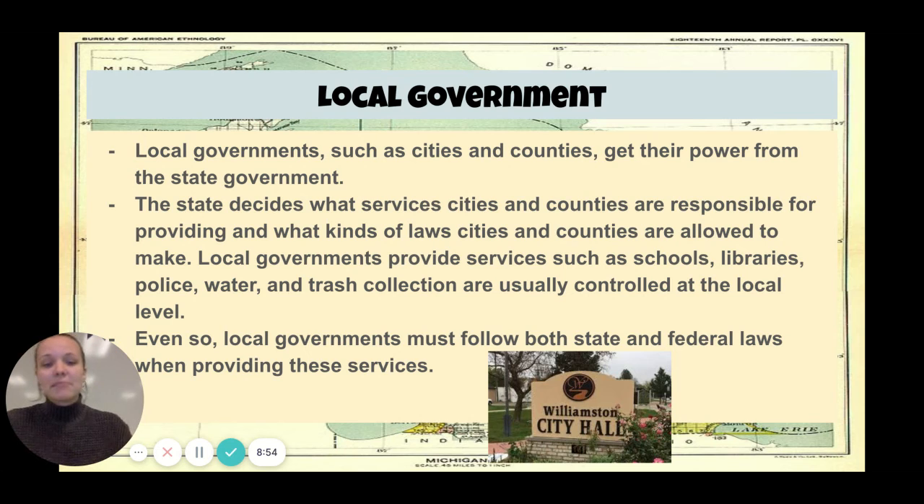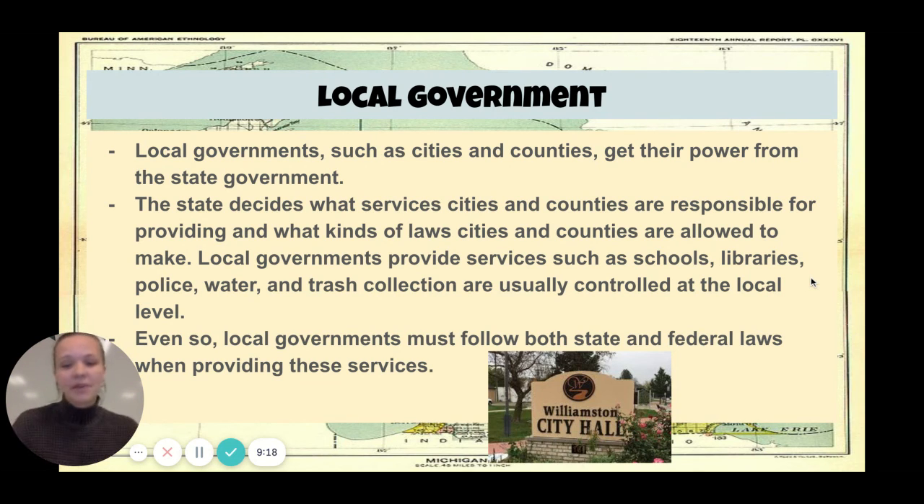Local governments must follow both state and federal laws when they create these services. So, for example, even though Williamston local government is in charge of our schools, they still have to follow all the rules from the state and federal government about what a school must be and all the rules and regulations that come with that.